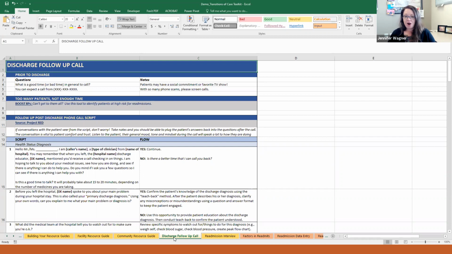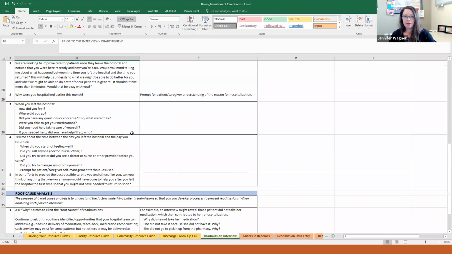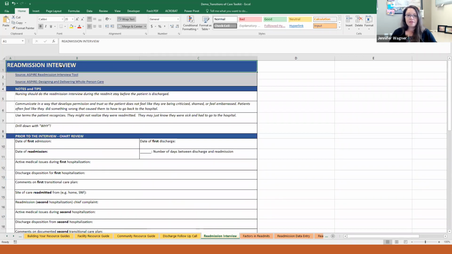These scripts are all from the Project RED resource, and will just help guide a conversation on how the patient is doing at home. And hopefully being able to identify any issues will help prevent that readmission. This is also an interview form and script, just again, can be used in whatever format works best. But setting up for success when you're doing a readmission interview.